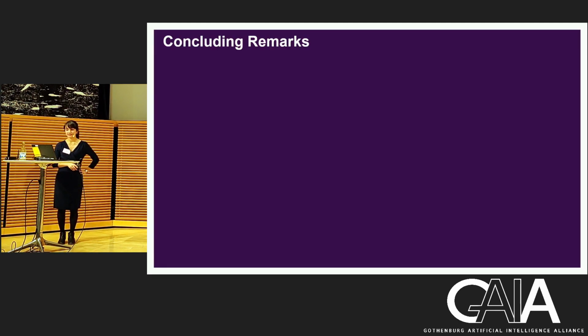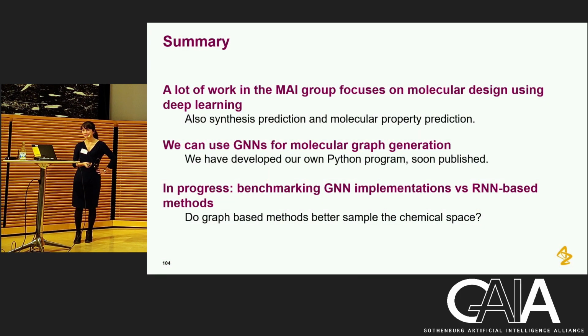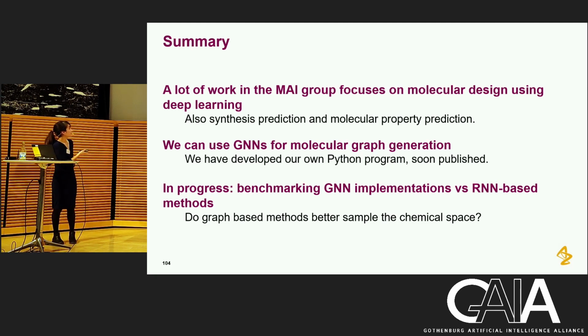So now some concluding remarks. In summary, I discussed a lot of the work that we carry out in the MAI group here at AstraZeneca. Most of our work focuses on molecular design using deep learning, as well as synthesis prediction and molecular property prediction. I've shown you how we can use graph neural networks for molecular graph generation. We've developed our own Python program, which is soon to be published as soon as we have the results from the benchmarks. This is what we're currently working on: benchmarking our GNN implementation against the string-based implementations. And the question that we have is, do graph-based methods better sample the chemical space or not?